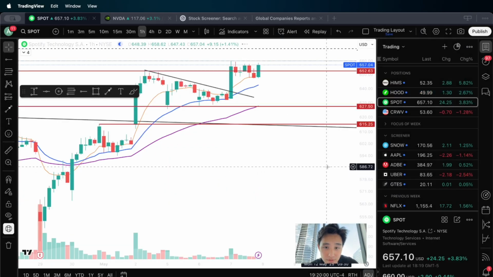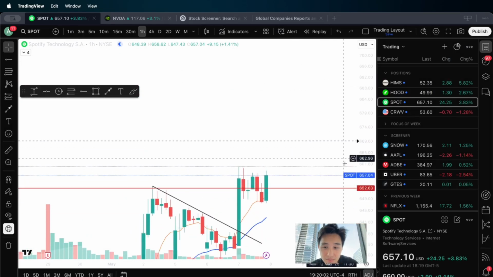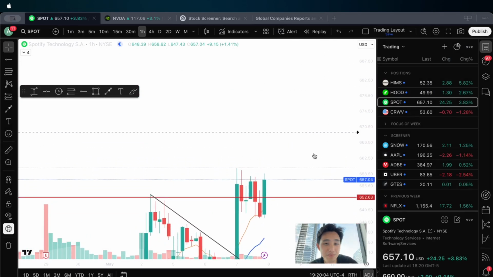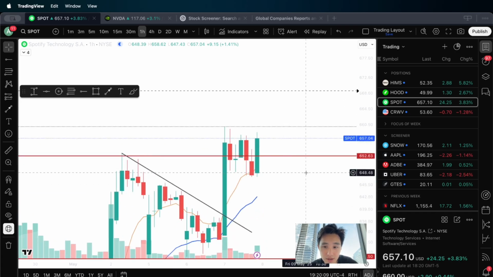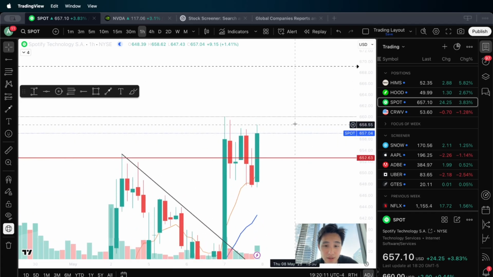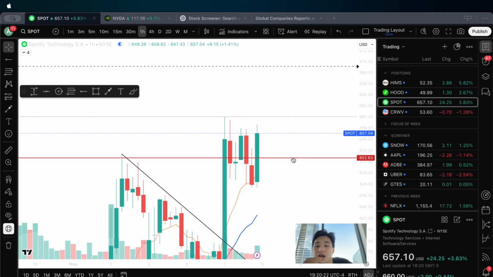No, probably not for Spotify. Yeah, my entry was not that great, unfortunately. Kind of caught the top a little bit, but the market rebounded really healthily. I held this 652 breakout area. Wow, we actually are at 660 after hours here, but I would look for a retest of 652. If we hold that, that's a good re-entry.